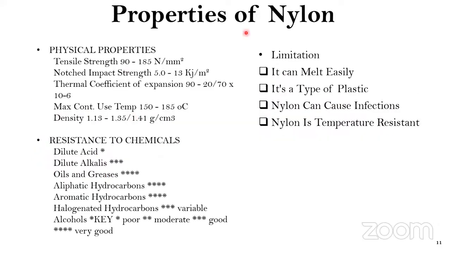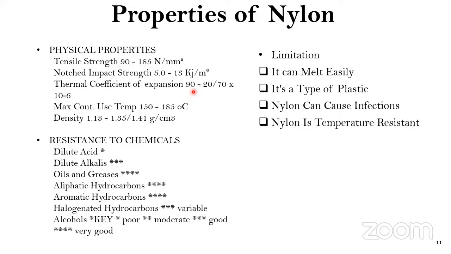And these are the few physical properties that nylon has. The tensile strength is from about 90 to 185 Newton per mm square. Notch impact strength is about 5 to 30. Then the thermal coefficient of expansion is also quite low, and that is very good.